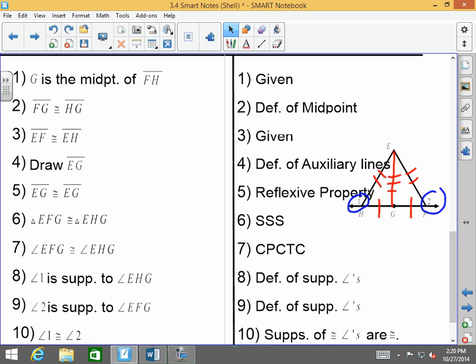No, we don't have to define HGF as a straight angle anymore. We can assume that. Okay? Does that make sense, guys? It's a good proof. As you can see, we're starting to really blend in all of the chapters now, like I promised. Okay?